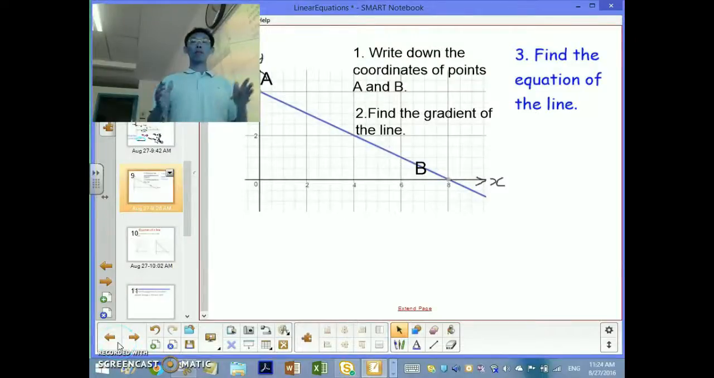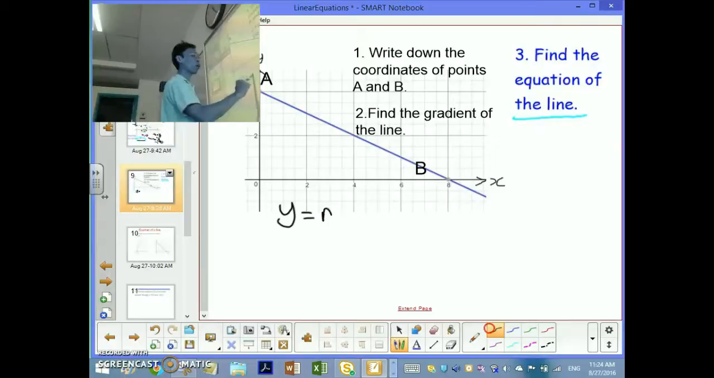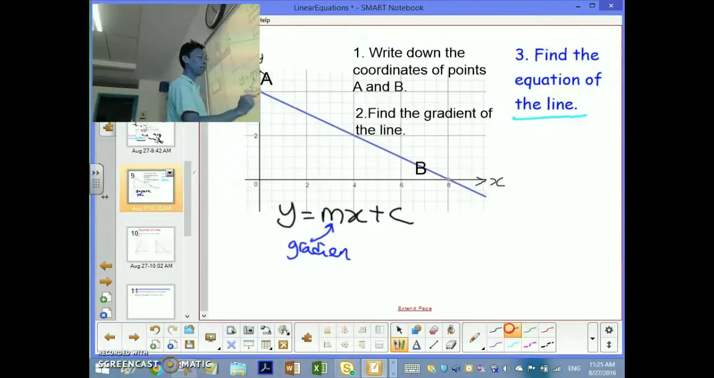Welcome to another class with me, Ming, and today we'll talk about how to find the equation of a line. The equation of a line like this is usually given using this particular formula, y equal to mx plus c, where m is the gradient of the line and c is the y-intercept.